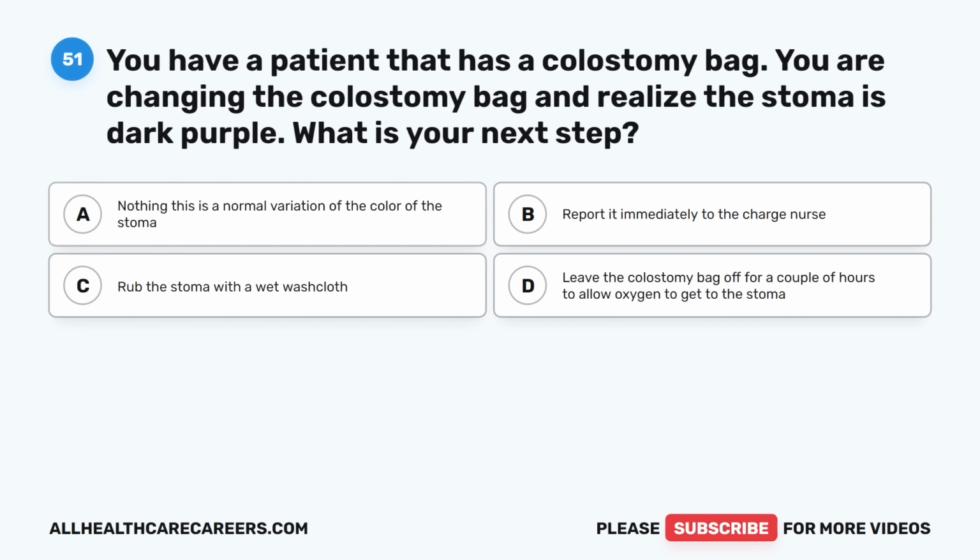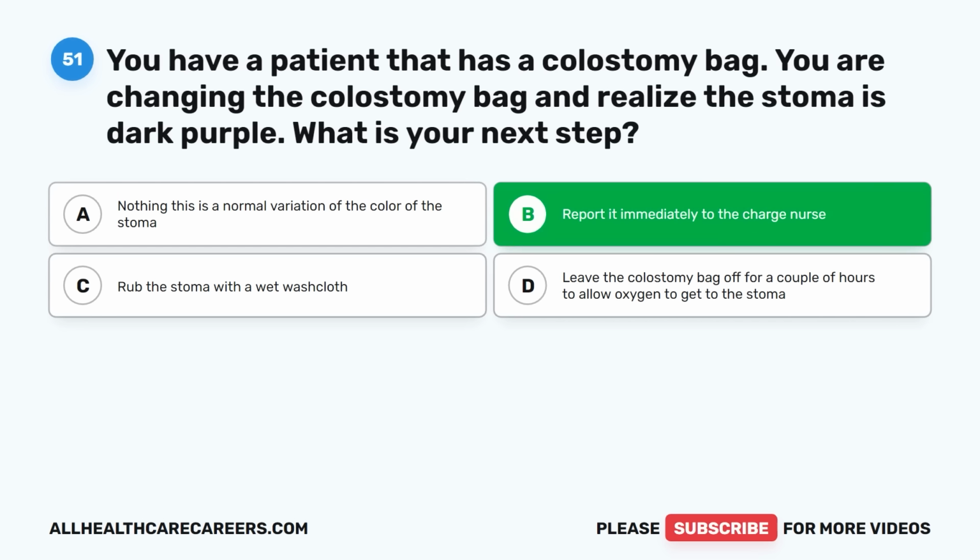Question 51. You have a patient that has a colostomy bag. You are changing the colostomy bag and realize the stoma is dark purple. What is your next step? A. Nothing. This is a normal variation of the color of the stoma. B. Report it immediately to the charge nurse. C. Rub the stoma with a wet washcloth. D. Leave the colostomy bag off for a couple of hours to allow oxygen to get to the stoma.